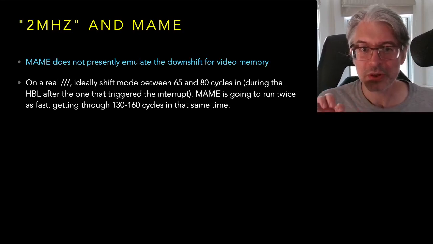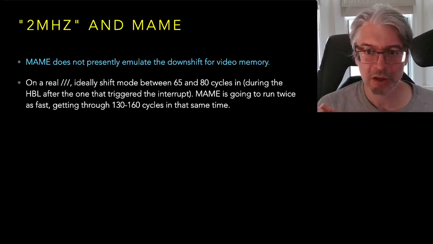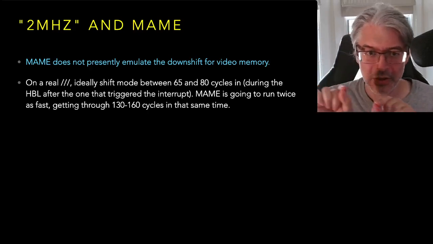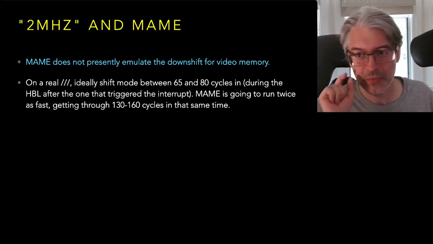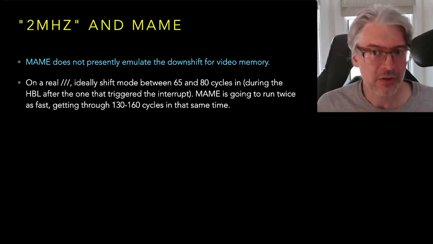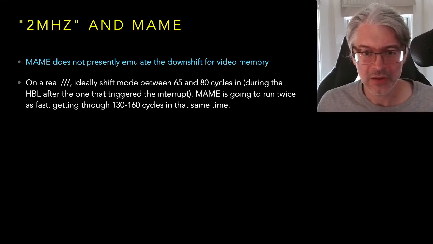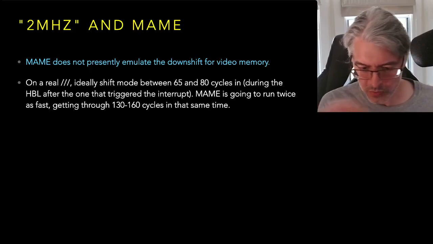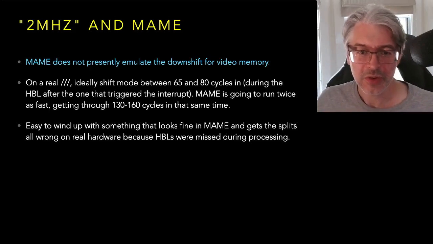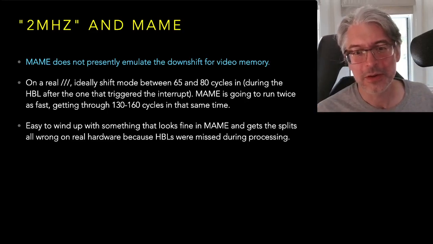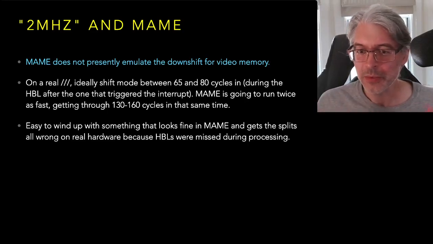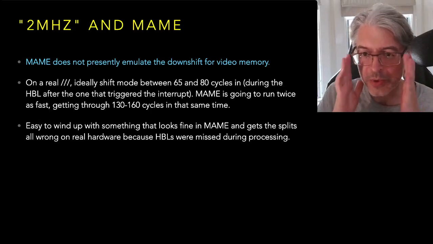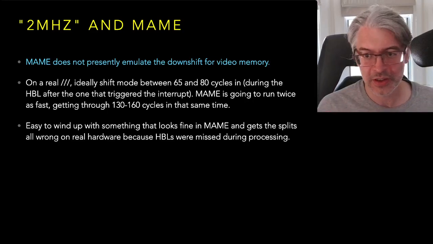So on a real Apple III, you want to shift the video mode between 65 and 80 cycles into the interrupt processing. That'll be during the horizontal blank after the one that triggered the interrupt, right? MAME is going to run twice as fast. It's not going to slow down at that point, and so it's going to get through 130 to 160 cycles in that same drawing time. So it's very easy, ask me how I know, to wind up with something that looks fine in MAME and then gets the screen splits all wrong on the real hardware because it's missing horizontal blankings.